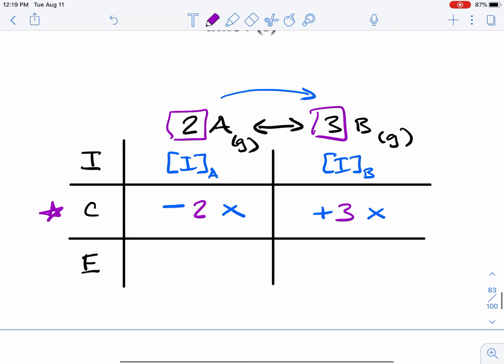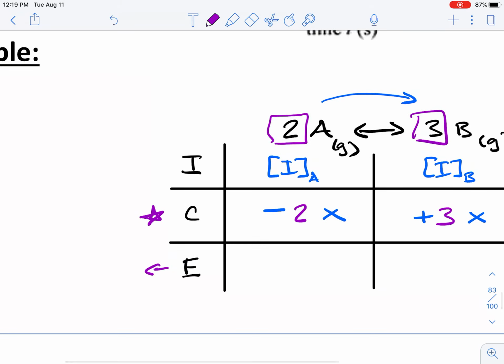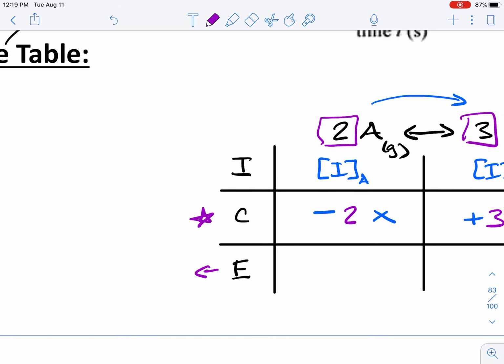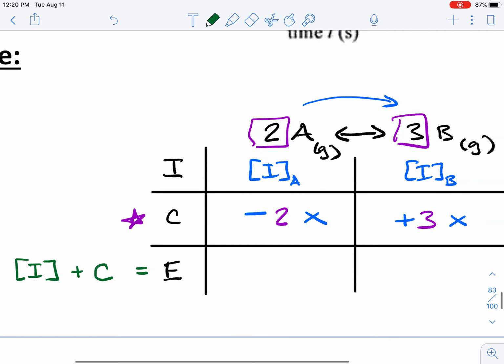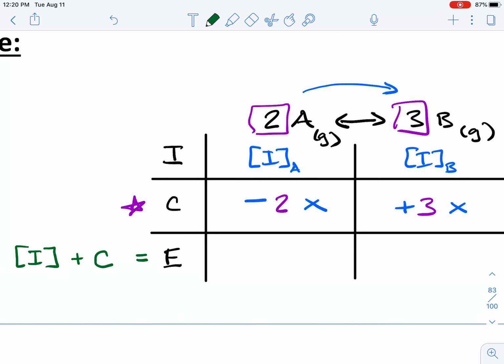And so it turns out that to mathematically describe the equilibrium concentration, it's simply the sum of the initial and the change. So let me put this here, maybe in a different color. Let's do green. And so it turns out that the initial concentration plus the change is going to equal the equilibrium concentration. And so for the last column, we're going to carry down the sum of these two.